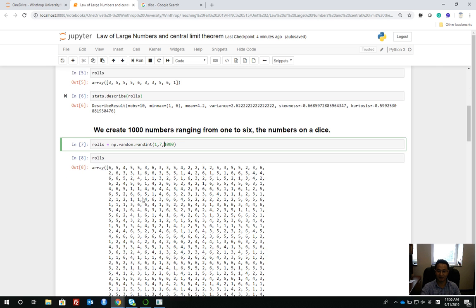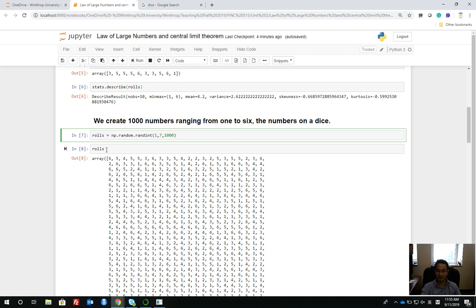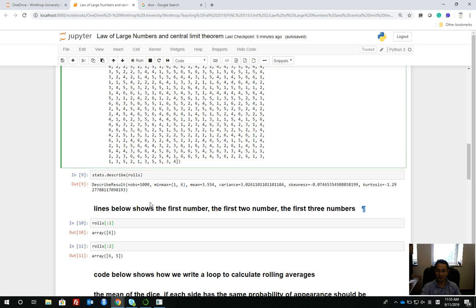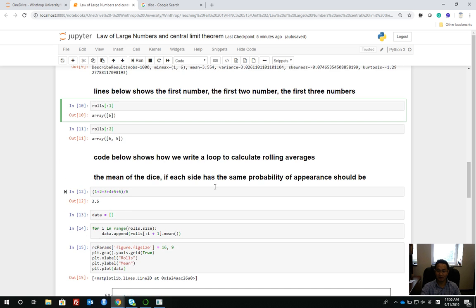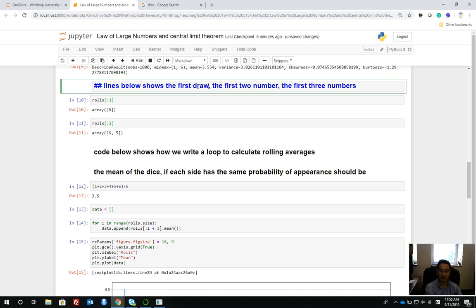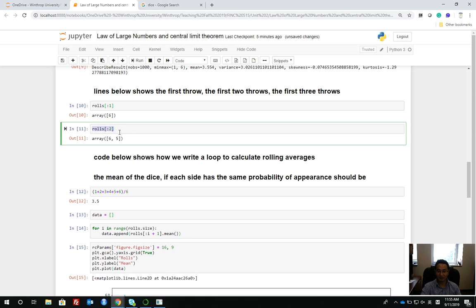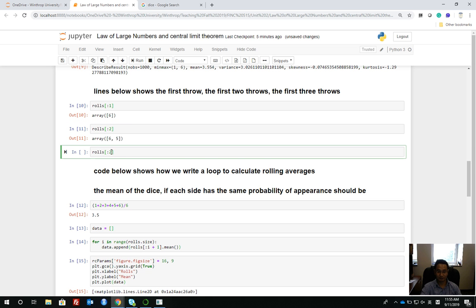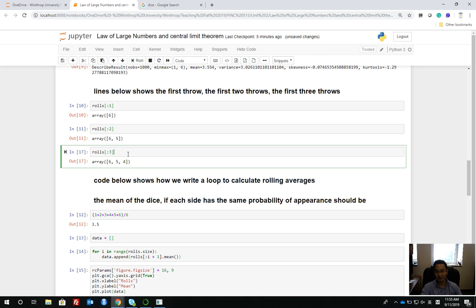That's 10 times, right? If you draw it 1,000 times, what will happen? So we can just do it, and then later we put it in an algorithm, right? The line below shows the first number, the first 2 numbers, or the first draw, right? You can call it a throw, right? Throw a dice. First 2 throws, and then the first 3 throws. Okay, so you can just add those. This will be the first 3. The first one is 6, and then the first 2 will be 6 and 5. The first 3 numbers will be 6, 5, and 4.